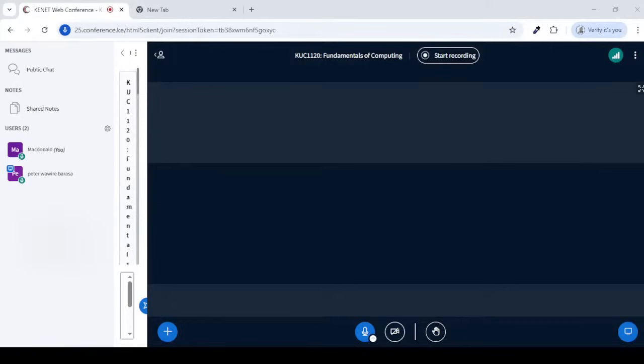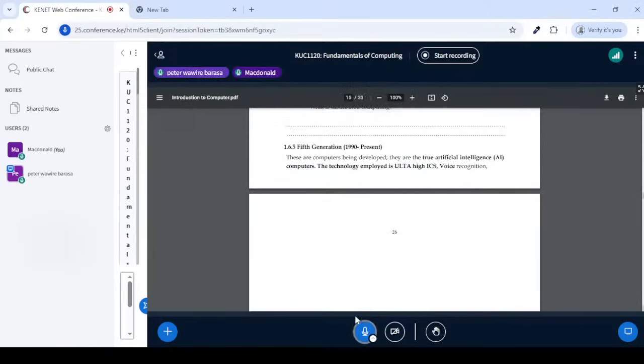Then we have the fourth generation, which came in 1979 to 1989. These ones used large integrated circuits. Then we have the ones that used the ultra high ICs, that is the fifth generation. That is from 1990 to present.